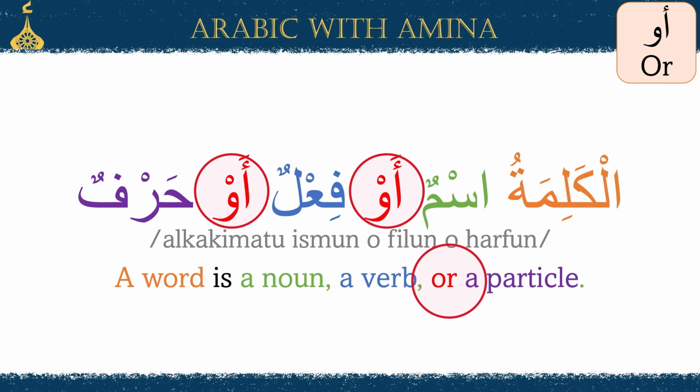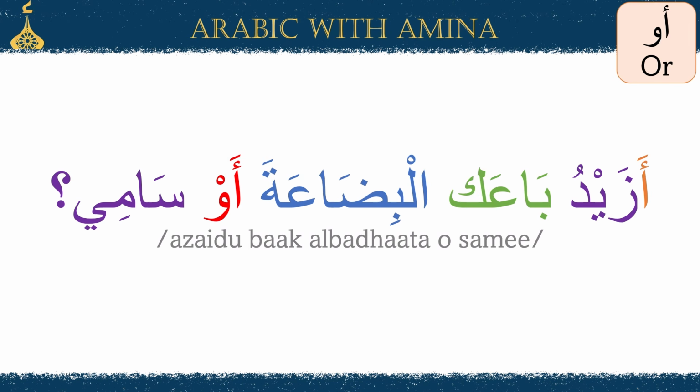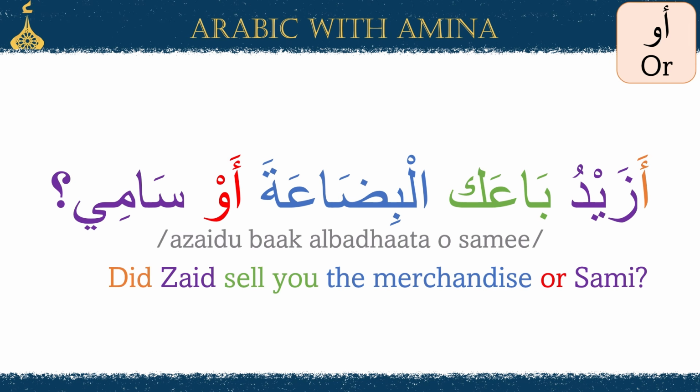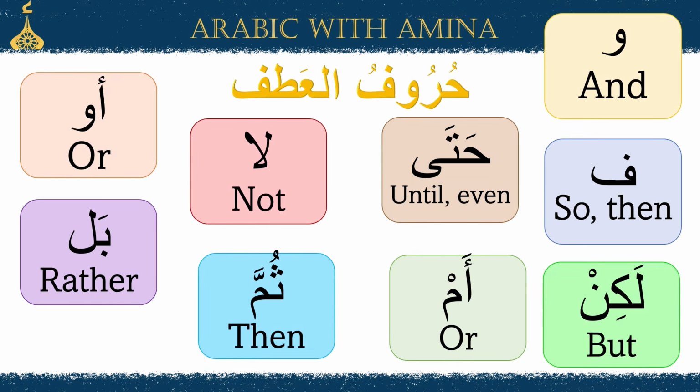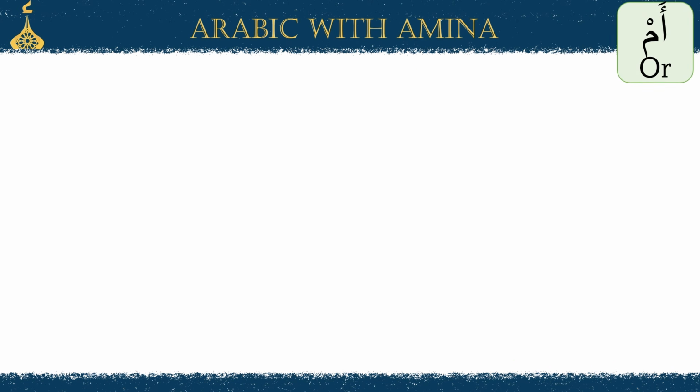The function of أو is obviously to express choices or alternatives. We can even use it in questions. أزيد باعك البضاعة أو سامي? Did Zaid sell you the merchandise or Sammy? There are alternatives and choices to choose from, and it can be used in sentences or questions. Why is that important? It's relative to our next conjunction, أم, which also means or.